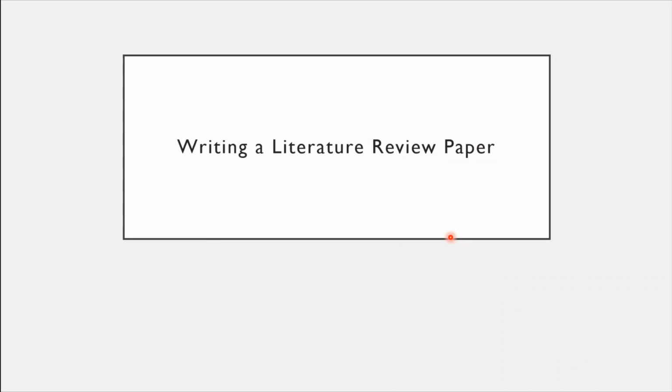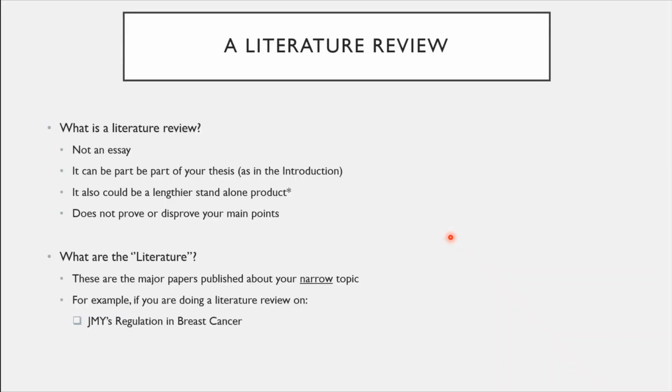So now I talked about writing a paper where you're focusing on explaining your own research experiments, your own research work. Now I know that some of you will be writing a literature review paper. This is a standalone, separate piece of paper that just focuses on doing a literature review about a specific topic. So what is a literature review? A literature review is not an essay, so it's not based on your opinion. A literature review can be part of your thesis, a short part of your introduction, as I mentioned. But what I'm explaining here is the lengthier standalone product.